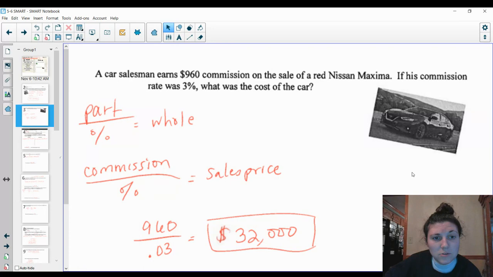For the next one, it was about the car salesman. You were given the commission. So you were given the part, which means you have to divide the part by the percent as a decimal to get that whole, to get the sales price. So when you divide the $960 by the 300, you're going to get $32,000. And this one actually should have looked familiar because I think we did this exact problem in one of the last notes. All right, so that's the warm up.